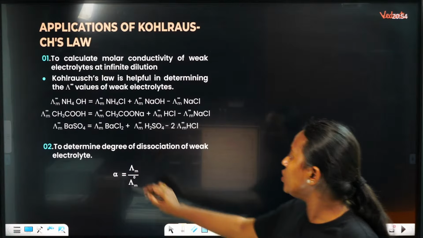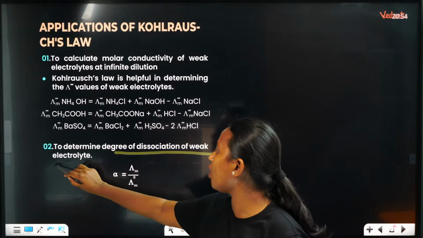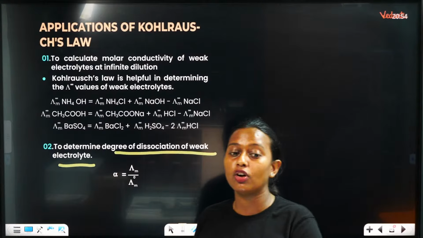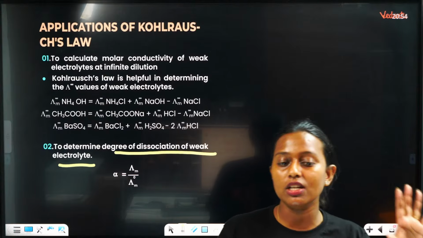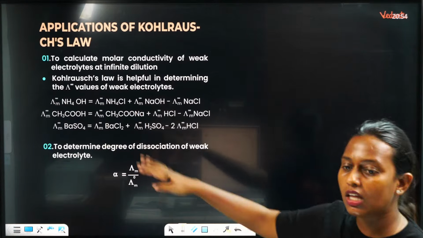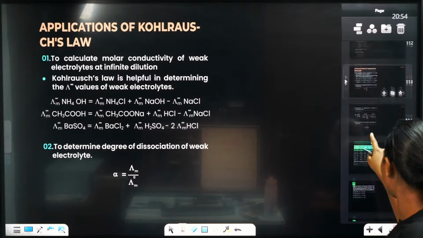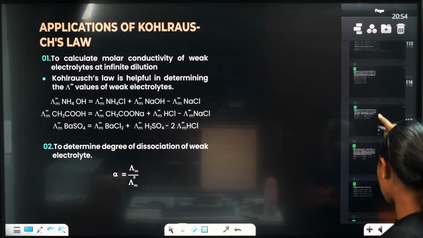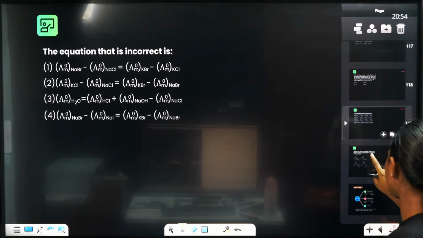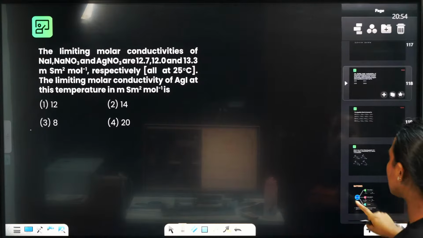Second one, to determine degree of dissociation of weak electrolyte. To calculate the degree of dissociation of a weak electrolyte. So this is the application of Kohlrausch's law. And here you can see lots of questions depend on Kohlrausch's law.